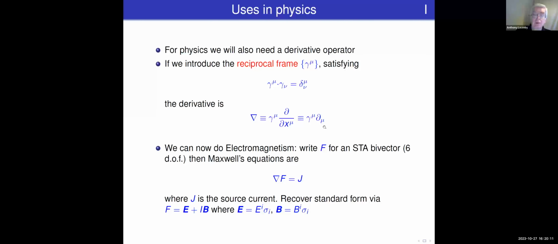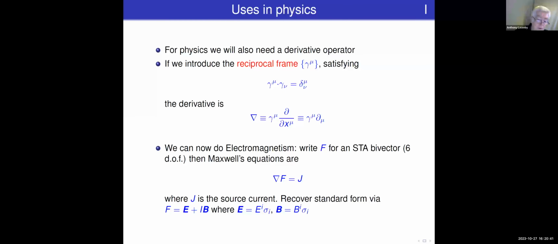And we can now do, for example, electromagnetism. We've got enough in place to do that. If we write F for an STA bivector, which we said has 6 degrees of freedom, then Maxwell's equations are grad F equals J, where J is the source current. And that's it. That's the whole of electromagnetism. Certainly the whole of the Maxwell equations, grad F equals J. And it's by far the simplest form of them that exists.